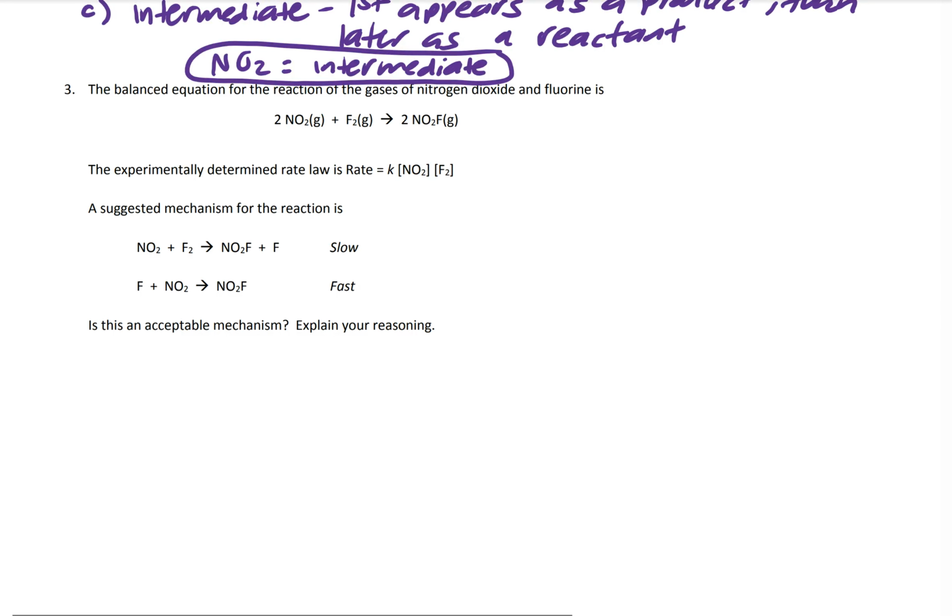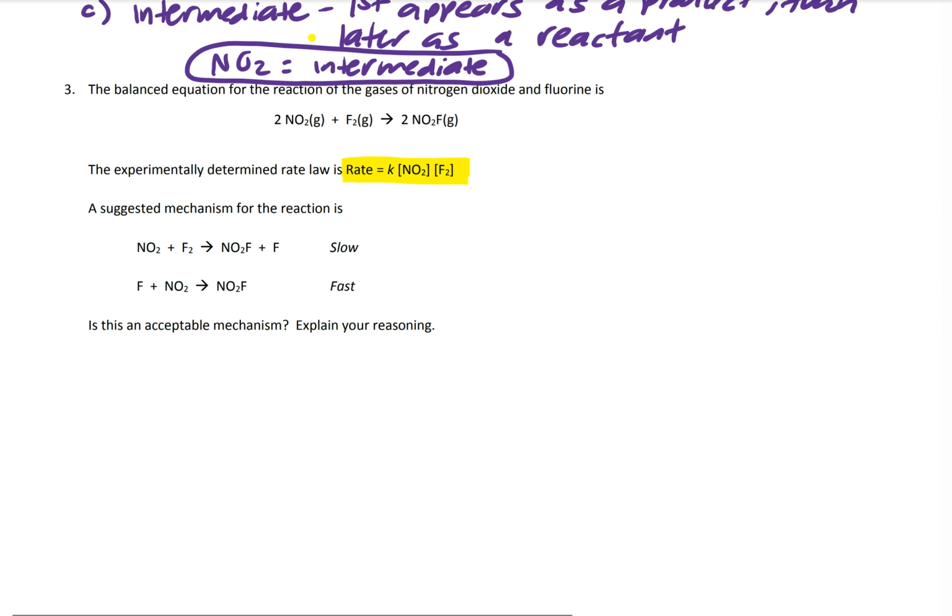Example number 3, we have an overall reaction and an experimentally determined rate law. Rate is equal to k times the concentration of NO2 times the concentration of fluorine, so both are first order. Here is a suggested mechanism, and is this an acceptable mechanism? Explain your reasoning. So there's 2 criteria in order to be a valid mechanism.